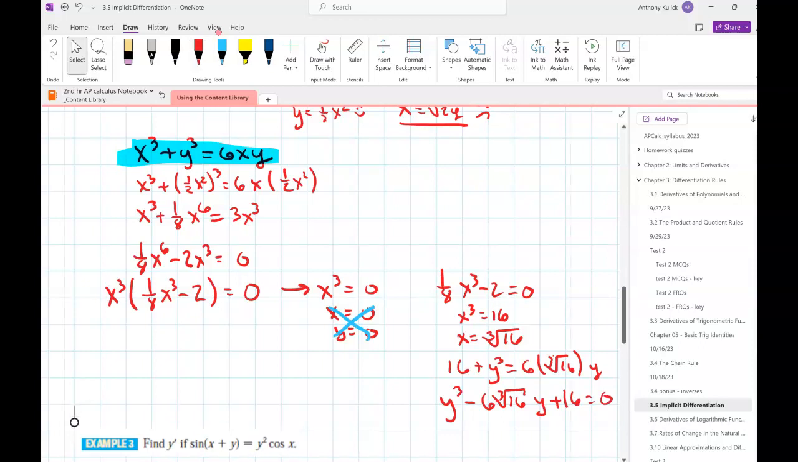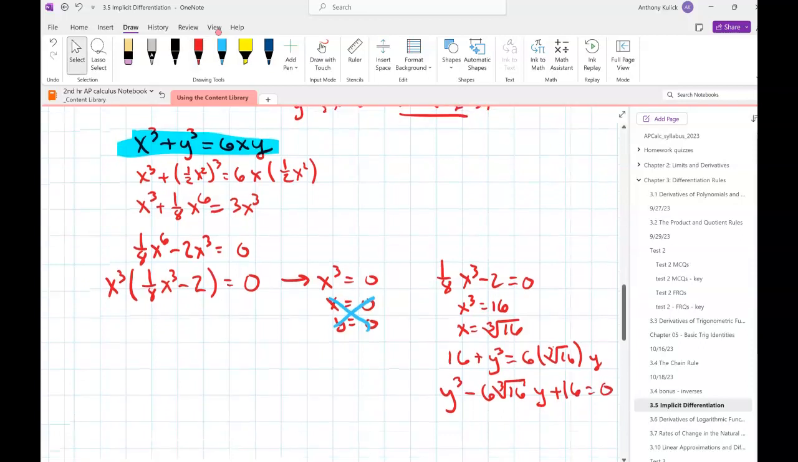So here's what I would tell you. This is not no solution, but it's not going to be solvable by hand. What can I do? Use my calculator to graph it and find an intersection. Absolutely right. Or in this case, to find an x-intercept.